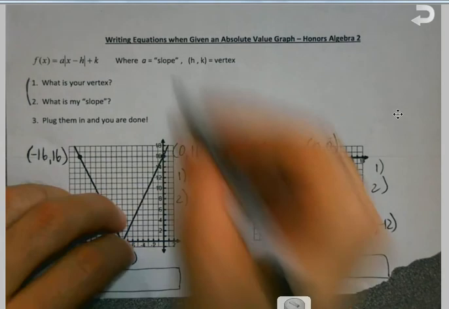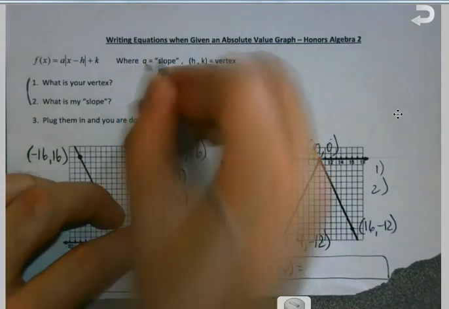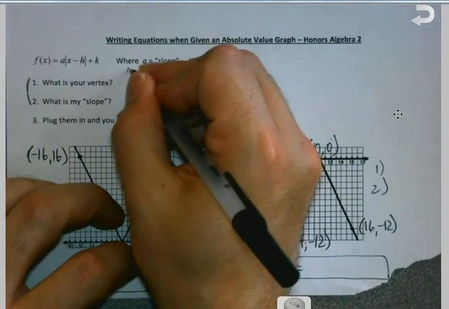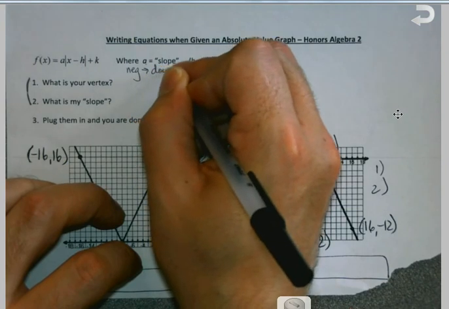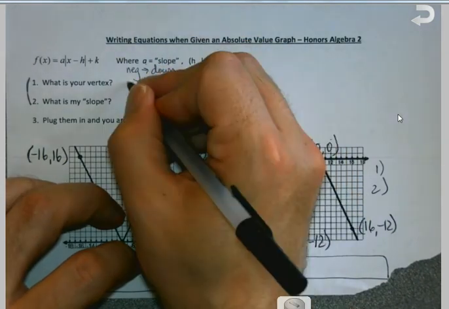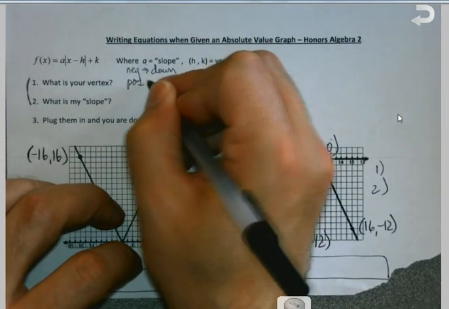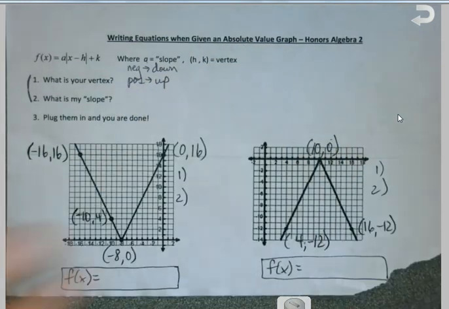And remember, with your slope, if it's negative, it would be opening down. If it's positive, your graph's opening up. So you can get some clues before you ever start with this.